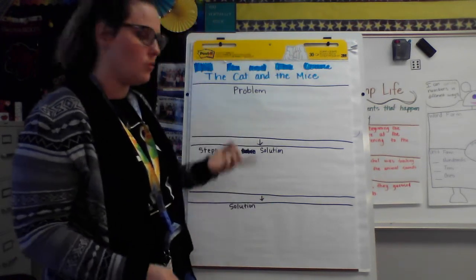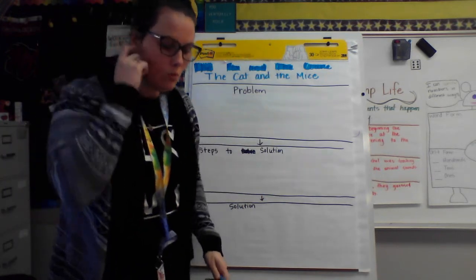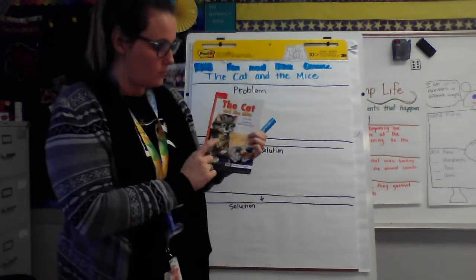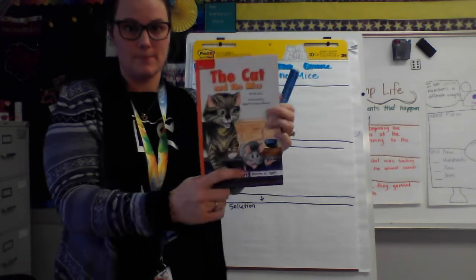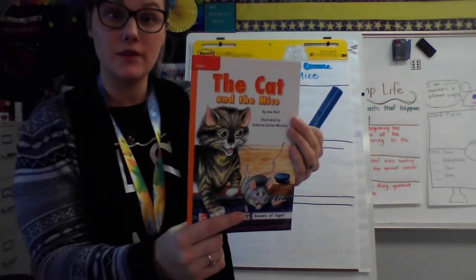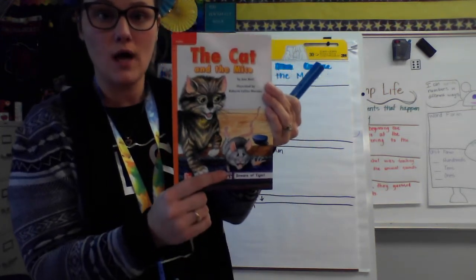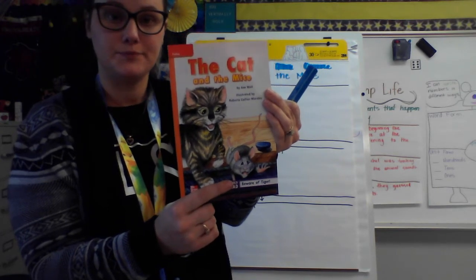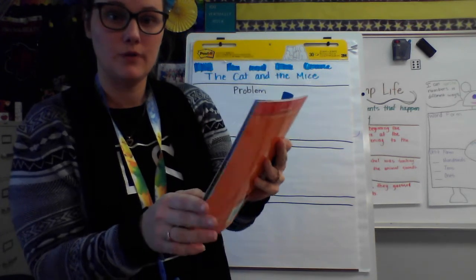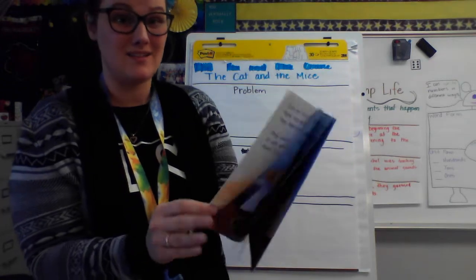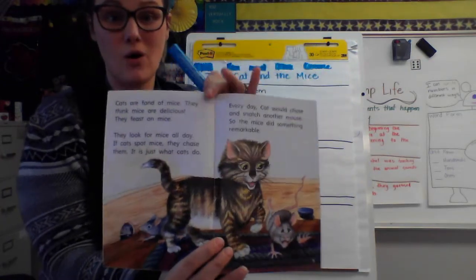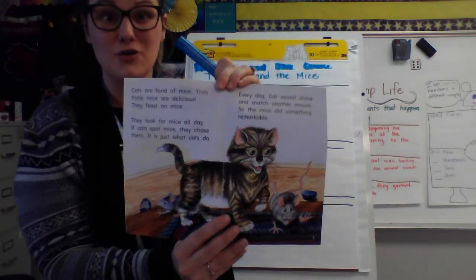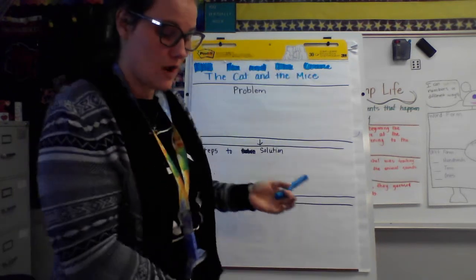Okay, so our problem. What went wrong in the story? What was the problem for the mice? Remember? What was the problem? I want you to think to yourself right now. What was our problem? If you said that the cat is always catching the mice, you are correct. So I'm going to write that here.